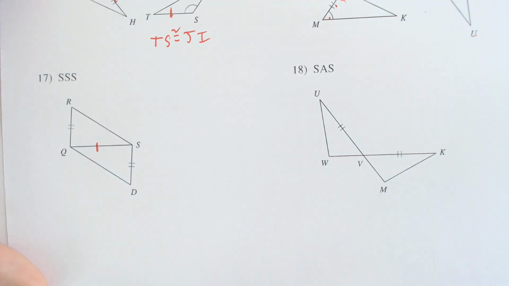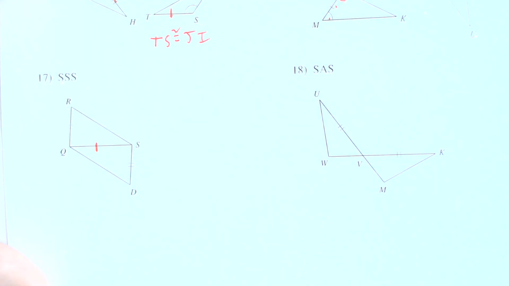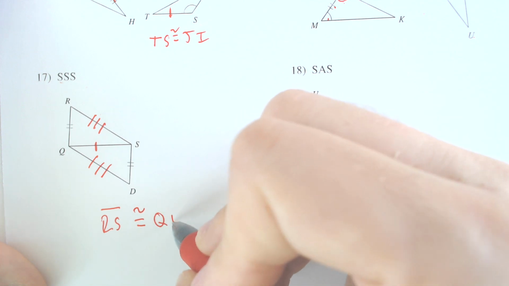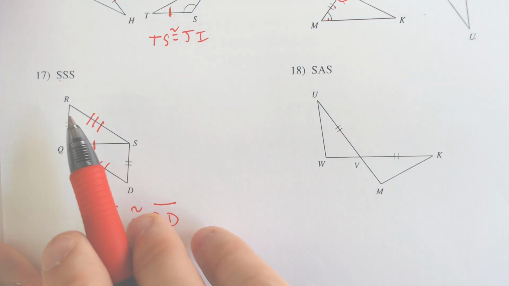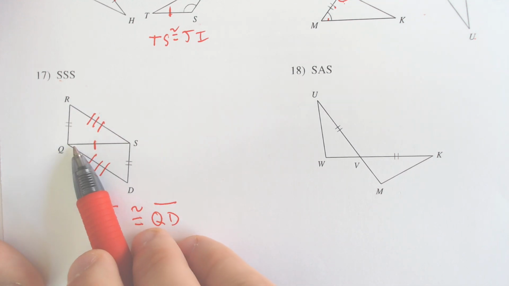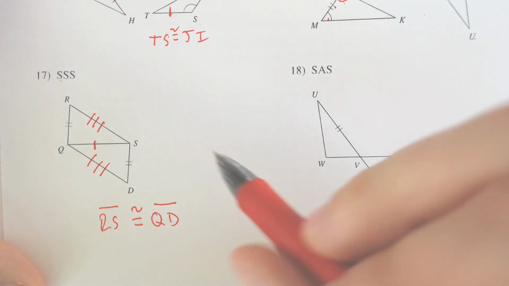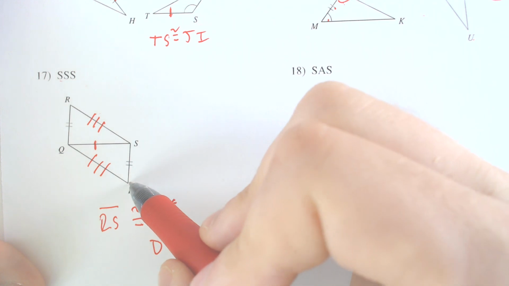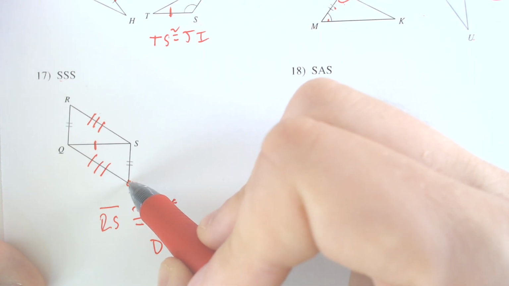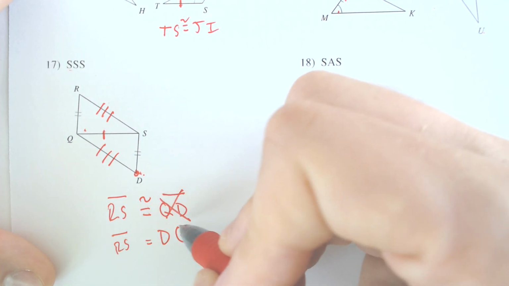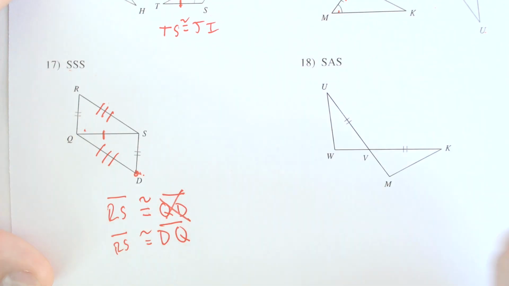17, shared side. We want this to be side, side, side. So what side on both triangles isn't marked? That would be RS and QD. So R to S must be congruent to Q to D. Did I mark it correctly? Let's see. R to S went from the top part down to here. Q isn't really the top part down to here. So it shouldn't be Q to D. It really should be D to Q. That way we're going from the top pointy part outside towards the center of the figure. Okay, so that's how we deal with that. RS must be congruent to D to Q. That would be the appropriate way.